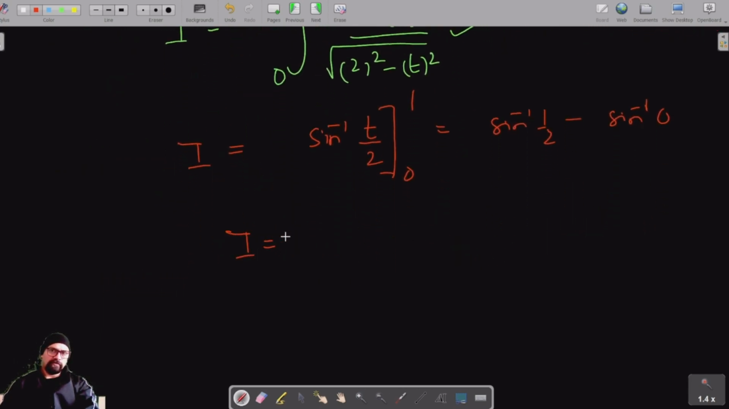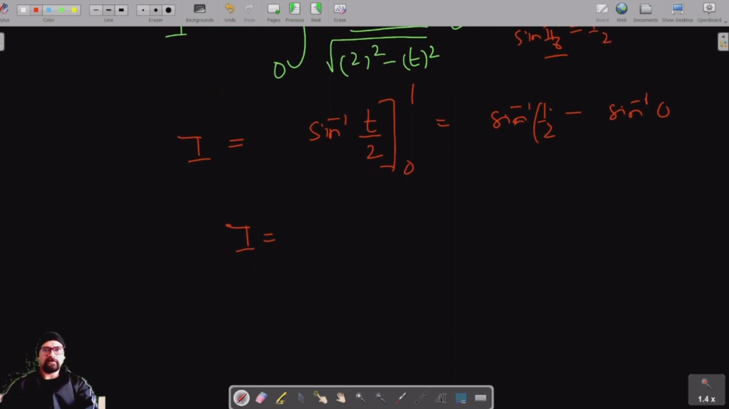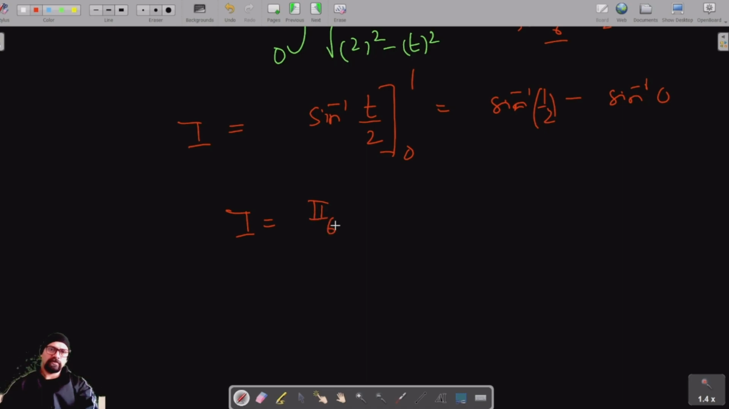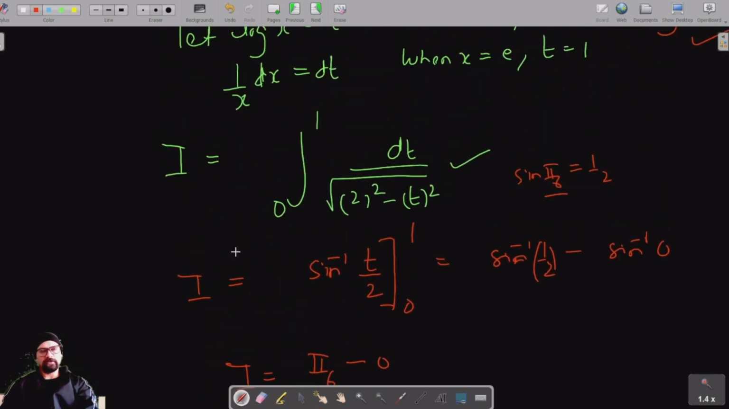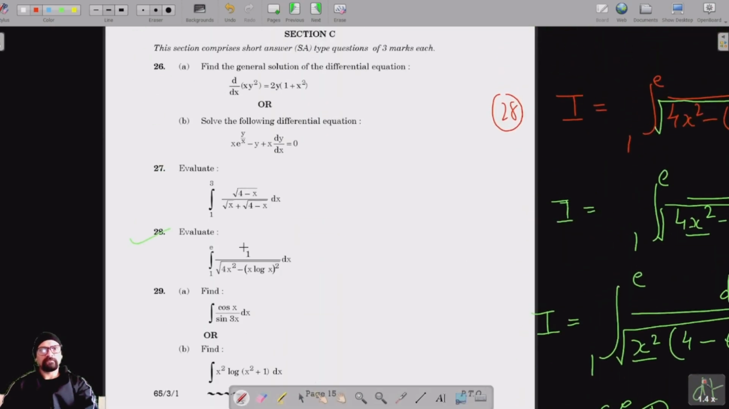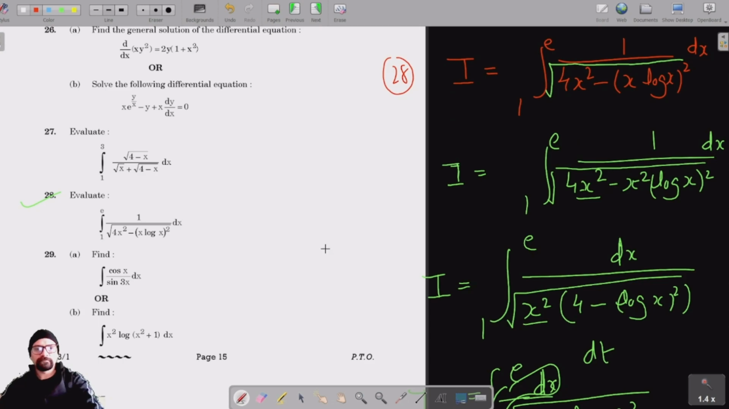So this is sine inverse half minus sine inverse 0. And for sine inverse half, we know that sine pi by 6 is equal to half. So sine inverse half is pi by 6, and sine inverse 0 is 0. So the integral I is equal to pi by 6, and this solves our question number 28. And let's move on to question number 29.